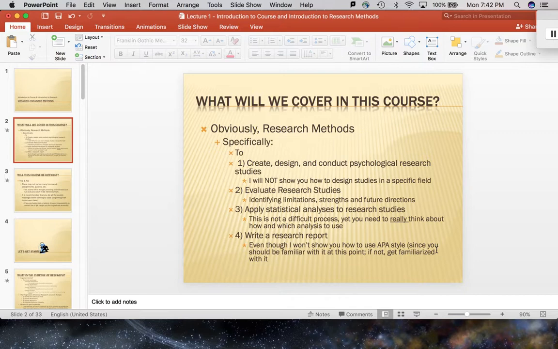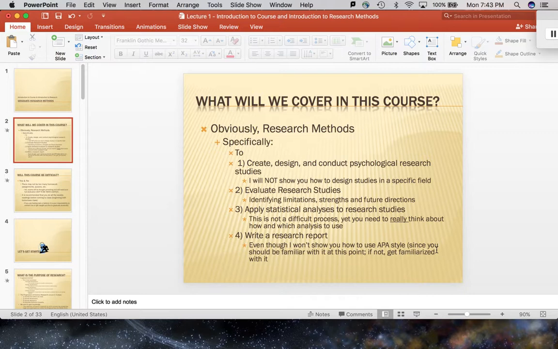From here on out, part of what we're going to be doing in the course is learning how to identify specific issues related to limitations, strengths, and possible future research studies that we might want to do ourselves or that other researchers might want to do. Also, we want to apply statistical analysis to research studies. Whenever we talk about statistical analysis, everyone always freaks out: oh, I don't want to talk about math, I don't want to talk about stats.